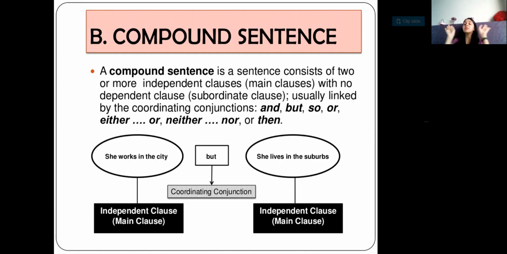But compound is to bring these two sentences together by combining them, adding one word in the middle, that is known as a coordinating word or coordinating conjunction. So compound sentences are also known as conjunction sentences. But here in this sentence, you can see both are main clauses. No one is depending on each other. But both the main clauses are together with one word, that is but. She works in the city, but she lives in the suburbs. All right, so this is known as compound sentences.